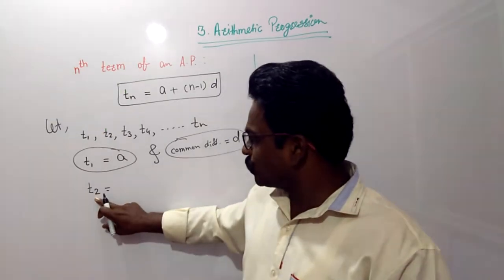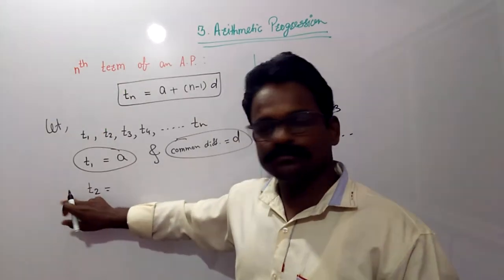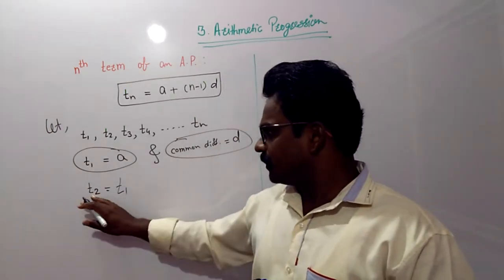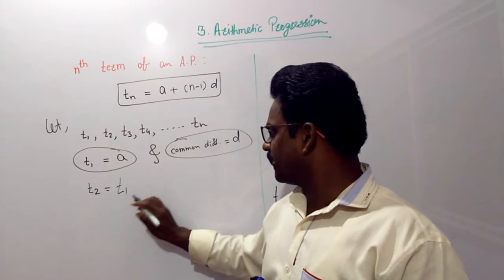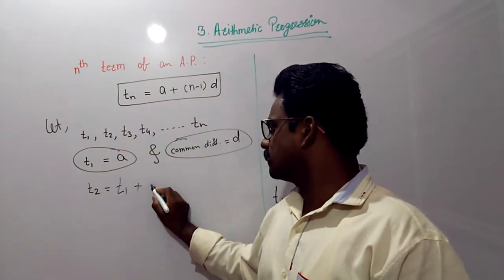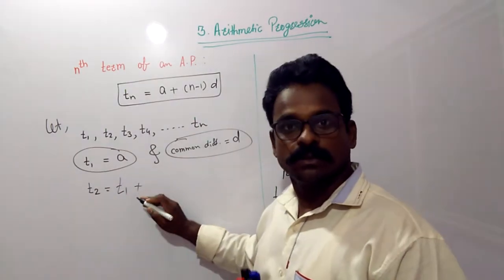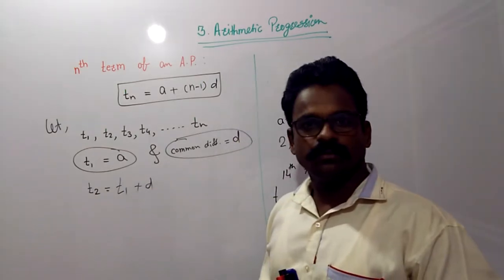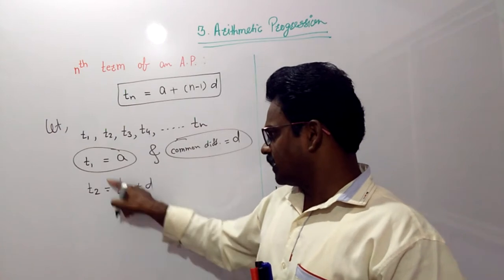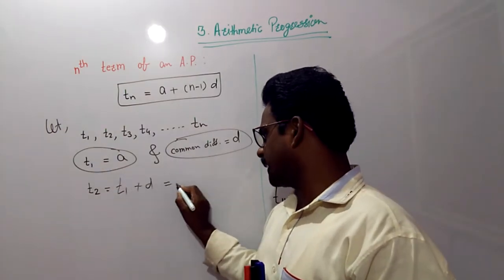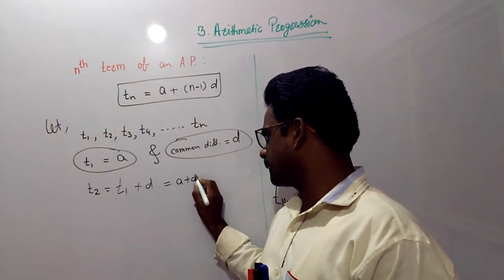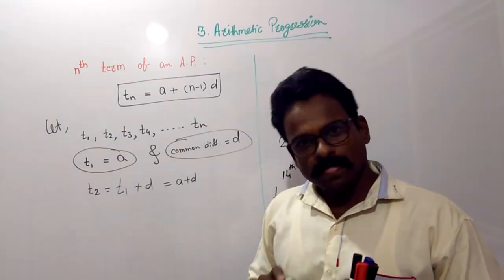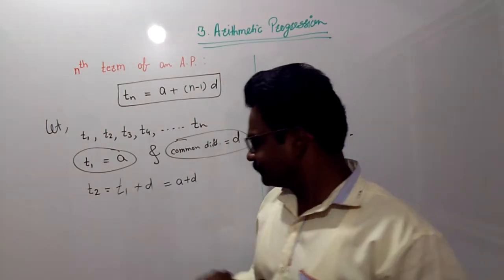Okay, so which one is the previous to T2? It's just T1. Previous to T2 is T1, plus that constant, the common difference. This is d. We are going to add it here. So T1, but T1 is equal to a, so we can write it as a plus d. Any problem? No problem. Okay.